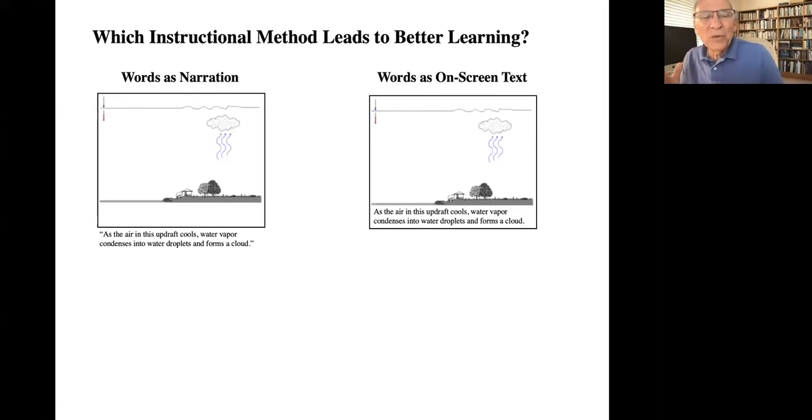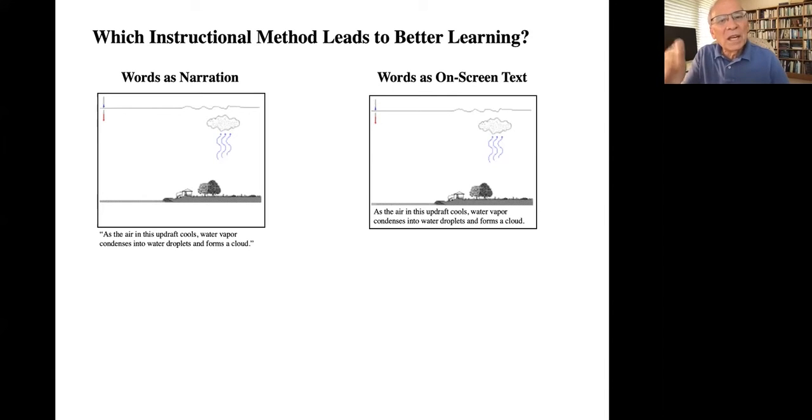Finally, one other way of helping people manage their essential processing is to switch from presenting words as on-screen text to presenting them as narration. So if we look at, say, I'm just using this example of the lightning passage since we're kind of familiar with it by now. We can present it with on-screen text on the right. So you're watching the animation and you're getting these captions at the bottom. So there's 16 different captions like this.